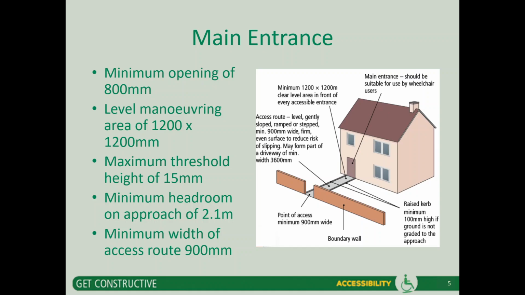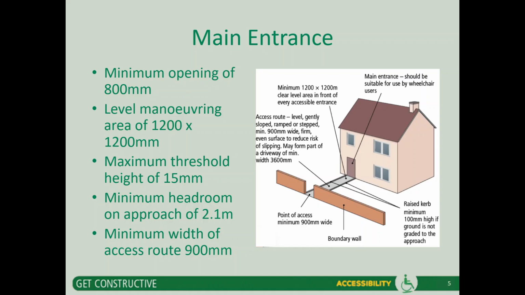The minimum opening is there to allow wheelchairs to enter the building. Same thing with the turning circle. So level maneuvering area is also known as a turning circle. These have to be kept clear in front of the building so that if you go up to the door and you don't want to enter anymore, you have space to turn around. It also allows those on crutches and the like to be able to enter the building.